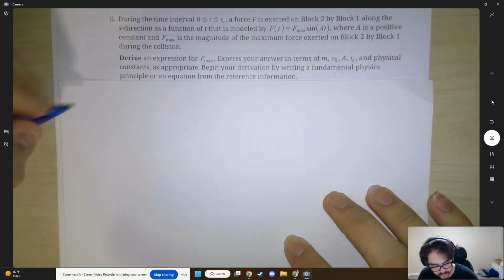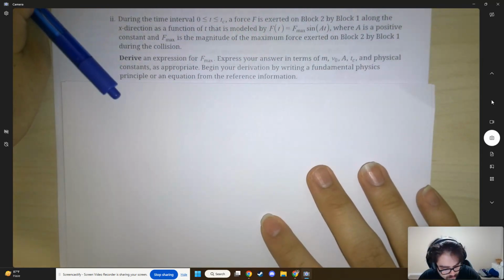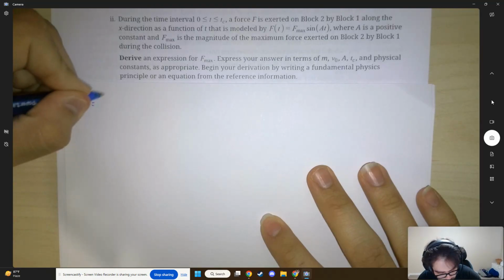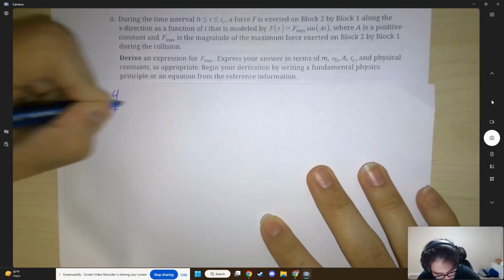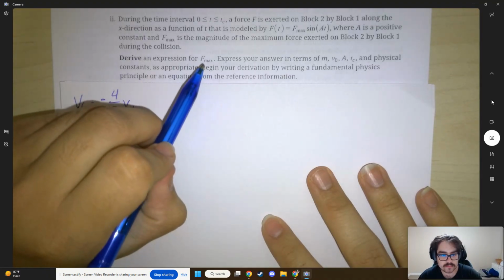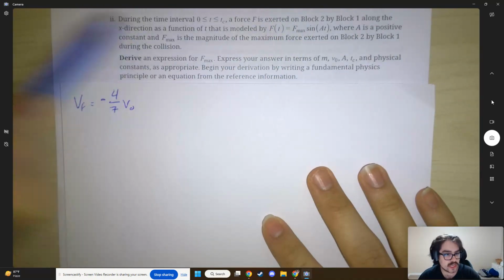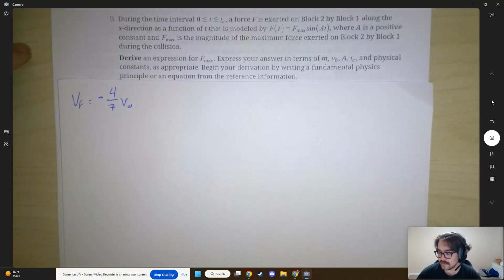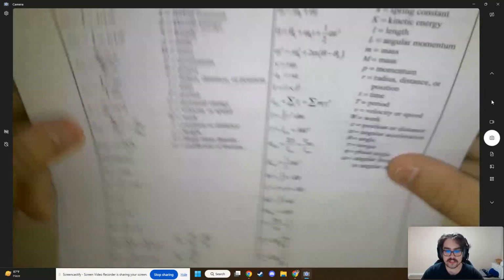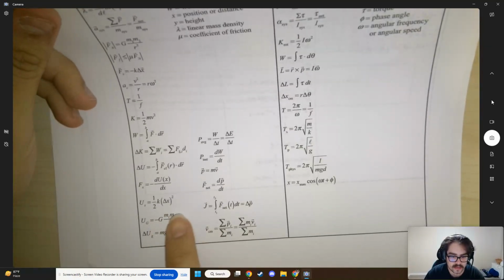Okay, so just to hit you with some real quick facts that we already went over. My final velocity was -4/7 v naught, right? And my immediate thought process is there's a relationship between this force function and not momentum, but the change in momentum, and that's impulse, right? And I did print out my formula sheet here so that I could refer to it.